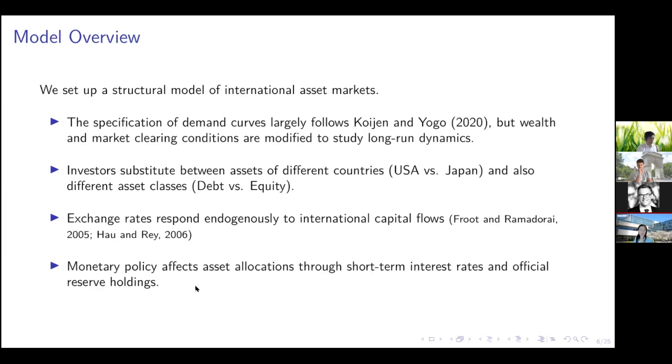And moreover, we want to think about the role of monetary policy. So monetary policy is going to affect two things in the model. One, we're going to take short-term interest rates as policy variables, so they're going to be given. And then we're also going to think about official reserve holdings. So we're going to be able to observe what central bank reserves hold in terms of asset quantities, and we're going to be able to try to play around with changing these as well.